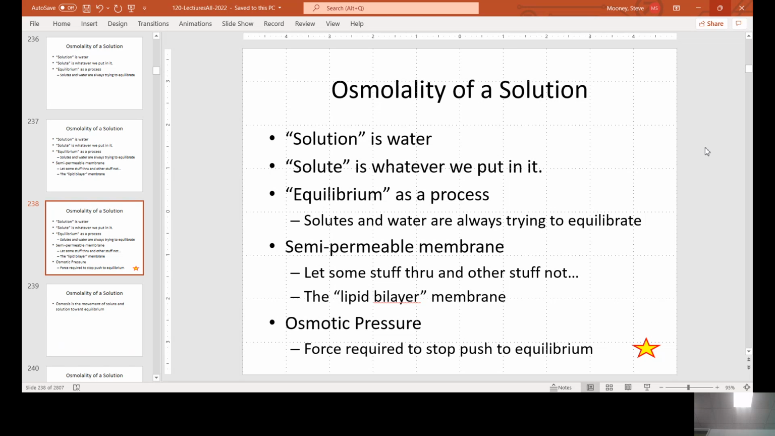If you have on one side of the membrane a different concentration of solute than you do on another side, there is a drive, a want, for everything to go to equilibrium. The concentrations of water and the concentrations of solute want to be equal. If there is a difference, I can apply a force, and we'll illustrate this in a minute or two, a force that may stop that push to equilibrium. So the greater the difference, the stronger the drive to equilibrium, and the greater the osmotic pressure I have to apply to stop that equilibrium process.